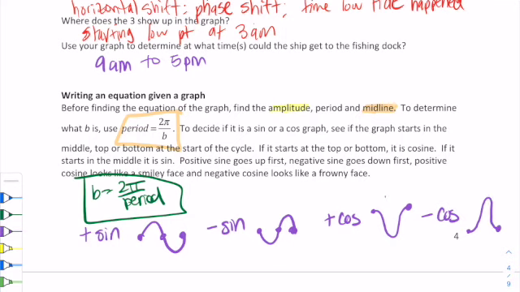So your positive cosine looks like a happy face, your negative cosine looks like a frowny face, and then your sine has both a happy and a frowny face with it on both of them. So I like to remember that positive sine goes up first, negative sine goes down first.